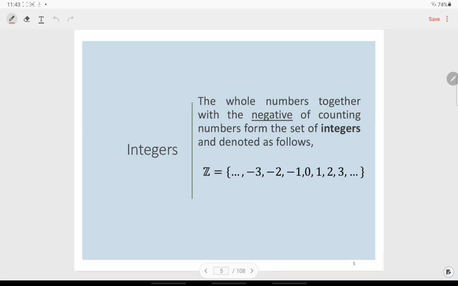Alright, next is integers. So integers basically is the whole numbers together with the negative of counting numbers. This triple dot indicates that we move towards negative infinity, and this triple dot means that we move towards positive infinity. The set of integers is the combination of whole numbers and the negative of counting numbers.